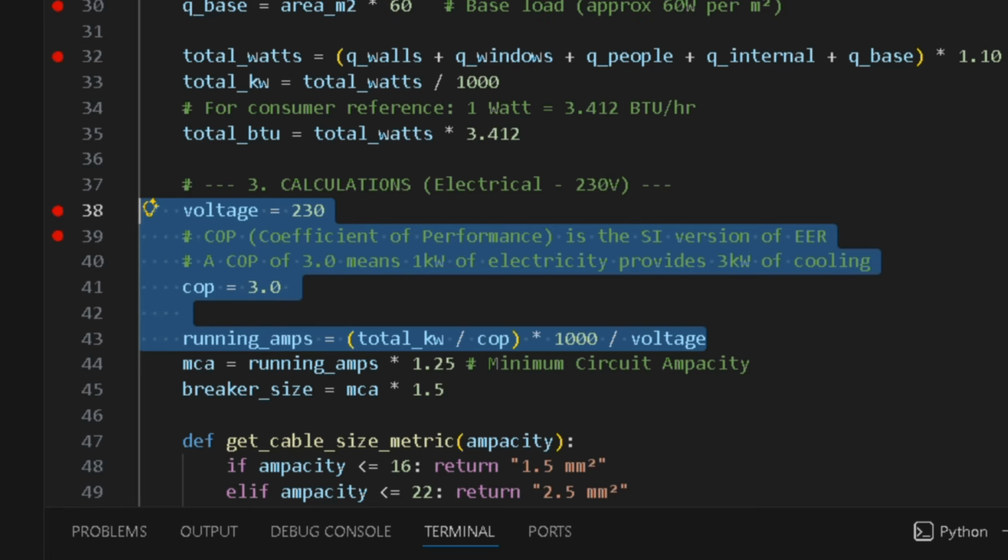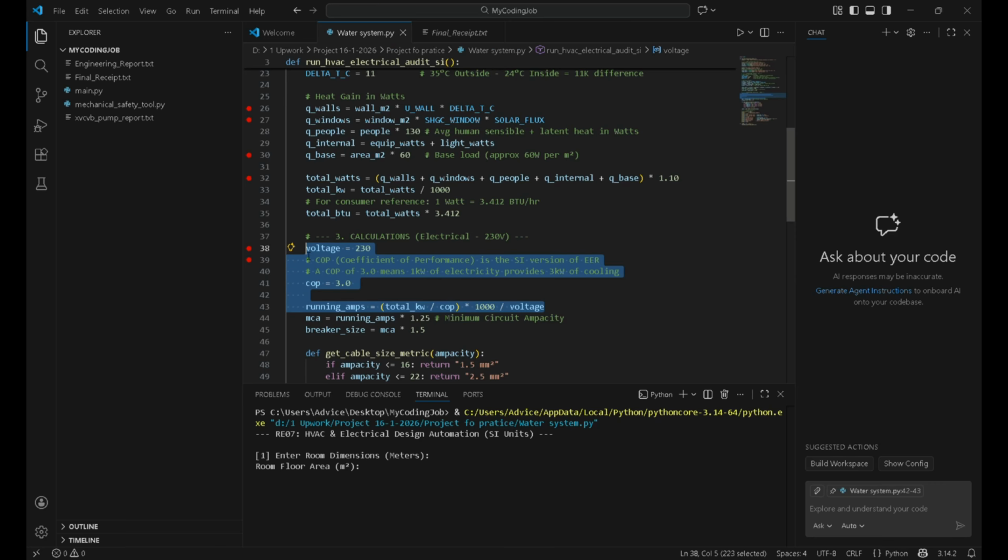Safety factors for electrical design. MCA = running_amps * 1.25. Breaker_size = MCA * 1.5. MCA stands for minimum circuit ampacity. Electrical codes require conductors to handle at least 125% of running current. Breakers are then sized higher to ensure safe motor startup and prevent nuisance tripping.